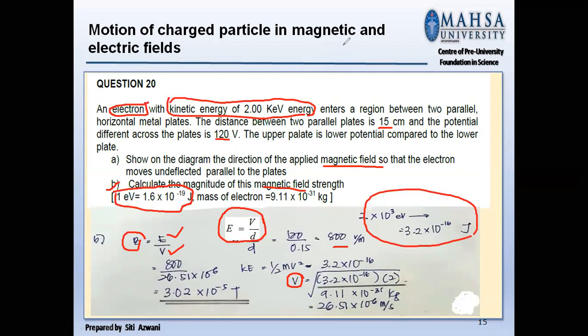How about the diagram? How to show the direction of your applied magnetic field, so that the electron moves undeflected parallel to the plates? So let's look at how to draw the direction. I hope you understand.